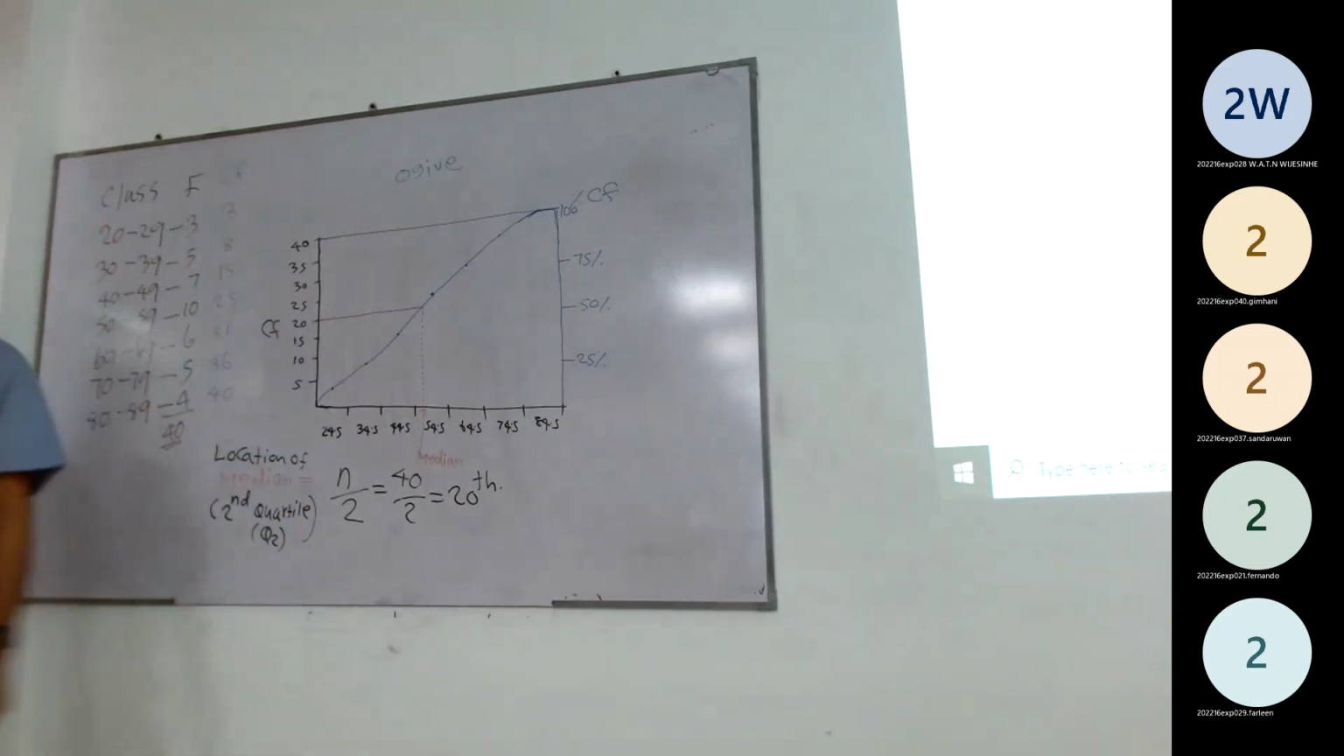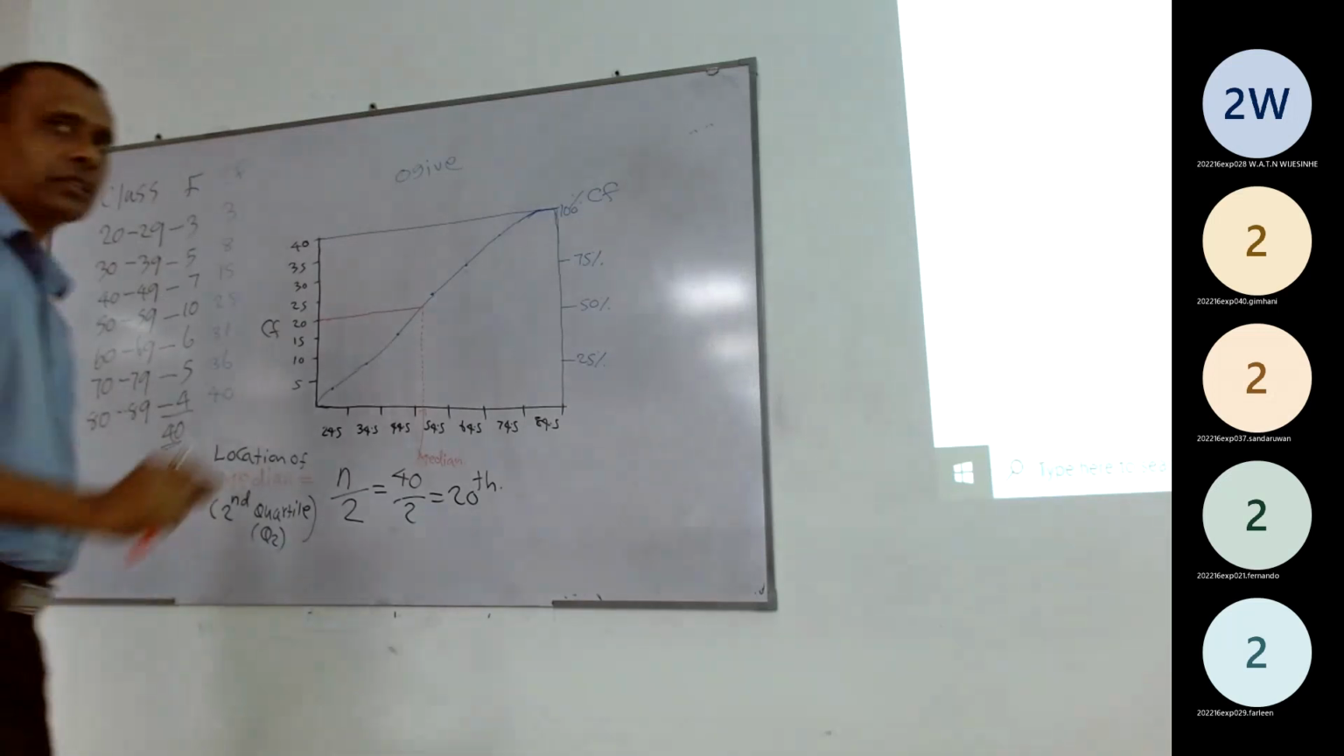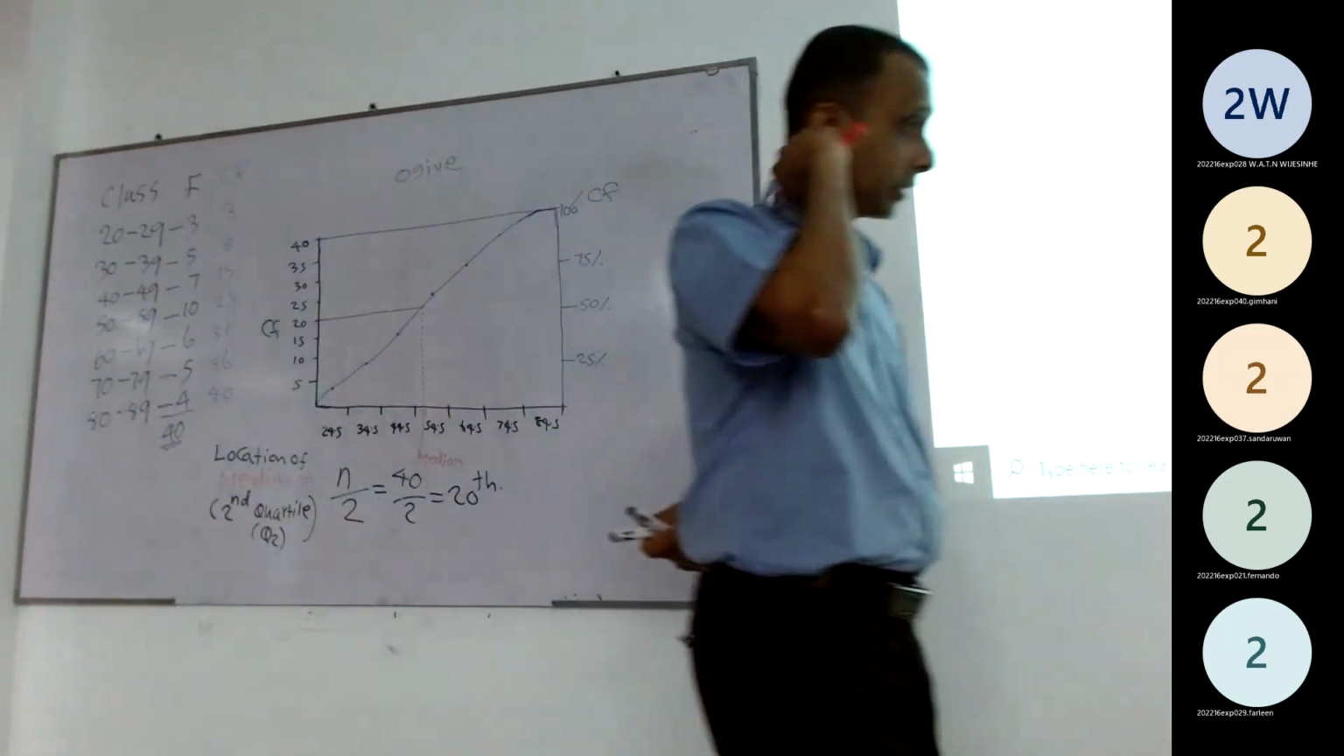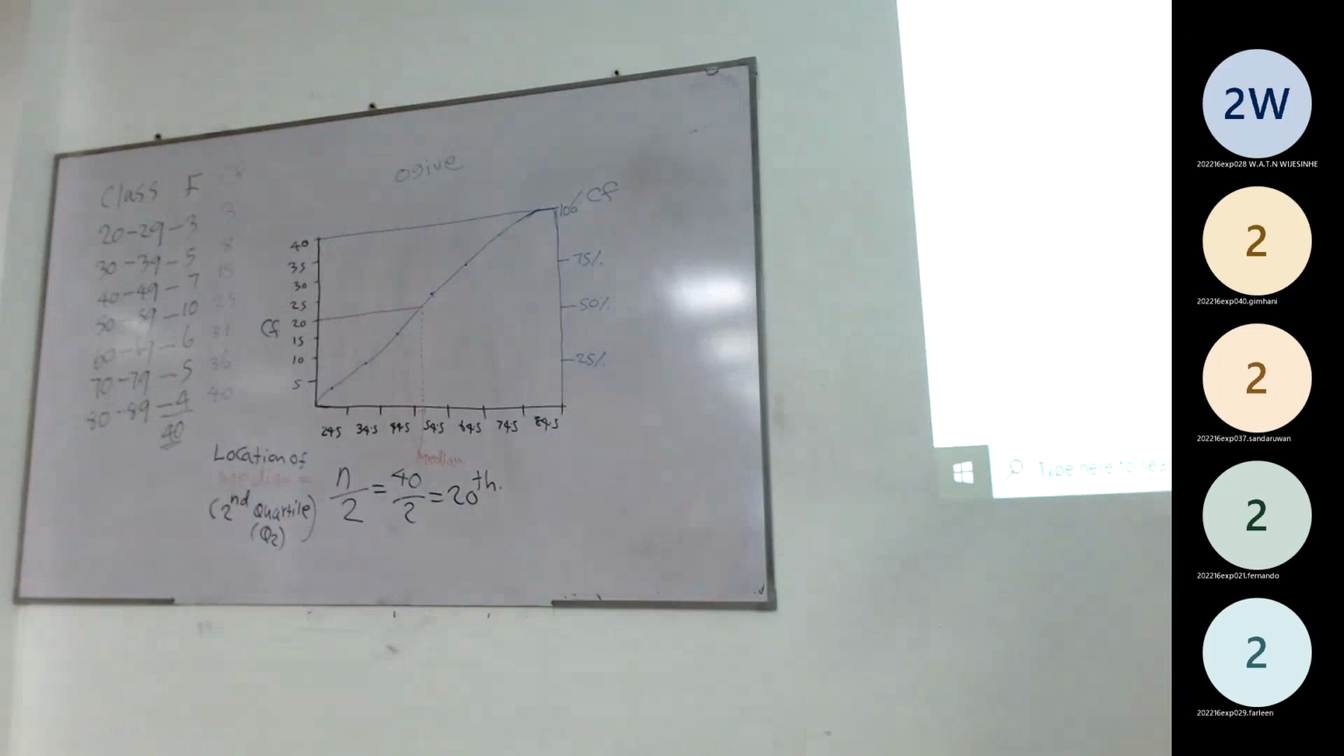The data set can be divided equally. Slight changes may occur according to the graphical presentation, but when you are calculating, all of you will get the same answer. That is the second quartile, the median.